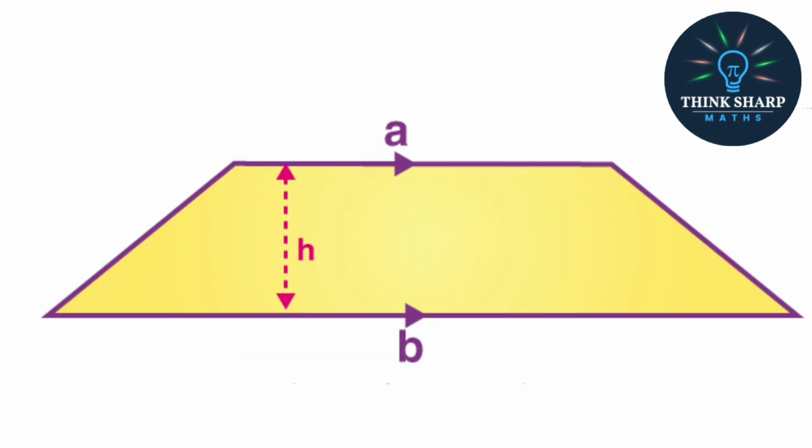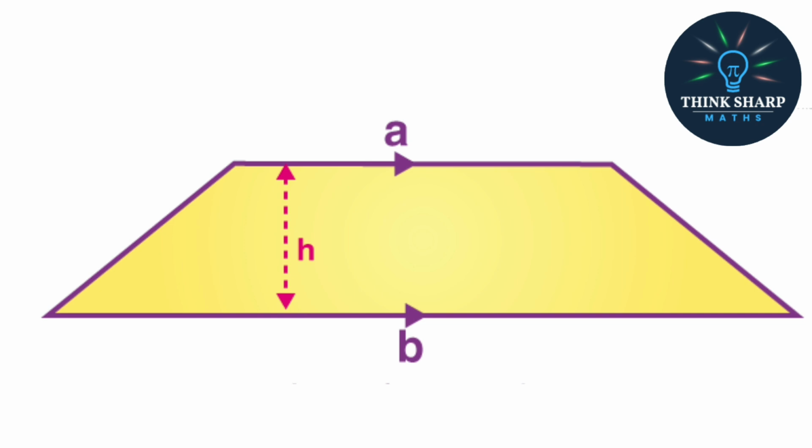Next important topic in this chapter is types of quadrilateral. Here we will see different kinds of quadrilateral. First we are starting with the trapezium. A trapezium is a quadrilateral in which one pair of opposite sides will be parallel. Only one pair has to be parallel. The other pair can be parallel and may not be parallel also.